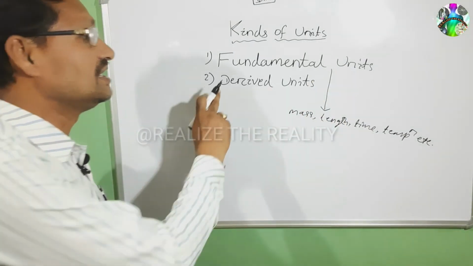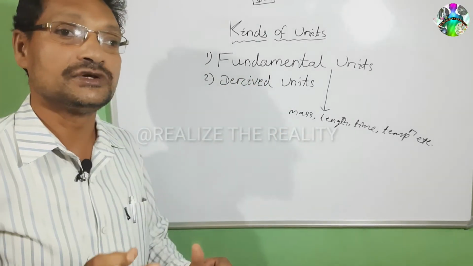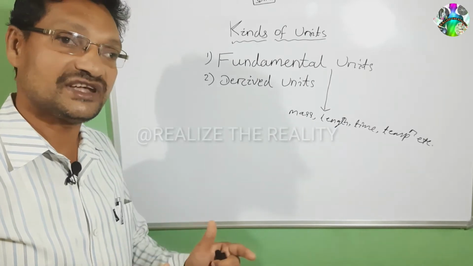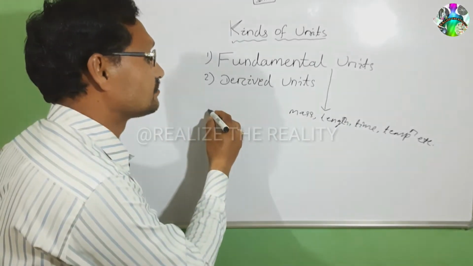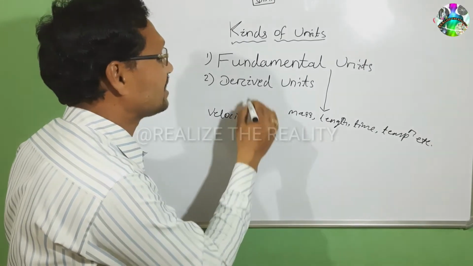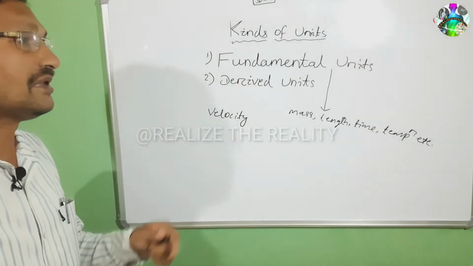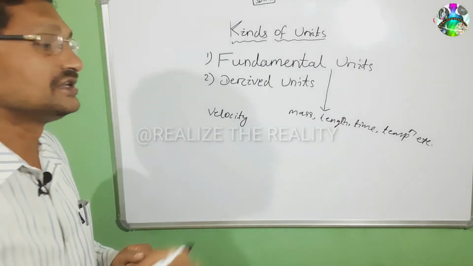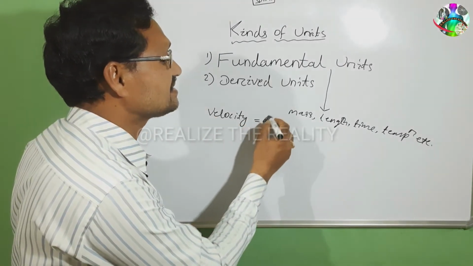Next one is derived unit. What is derived unit? We derive the unit with the help of the fundamental units. Suppose I take velocity. When I express or define the velocity with the help of the fundamental units, we can understand for ourselves what is derived unit. Velocity is distance by time.